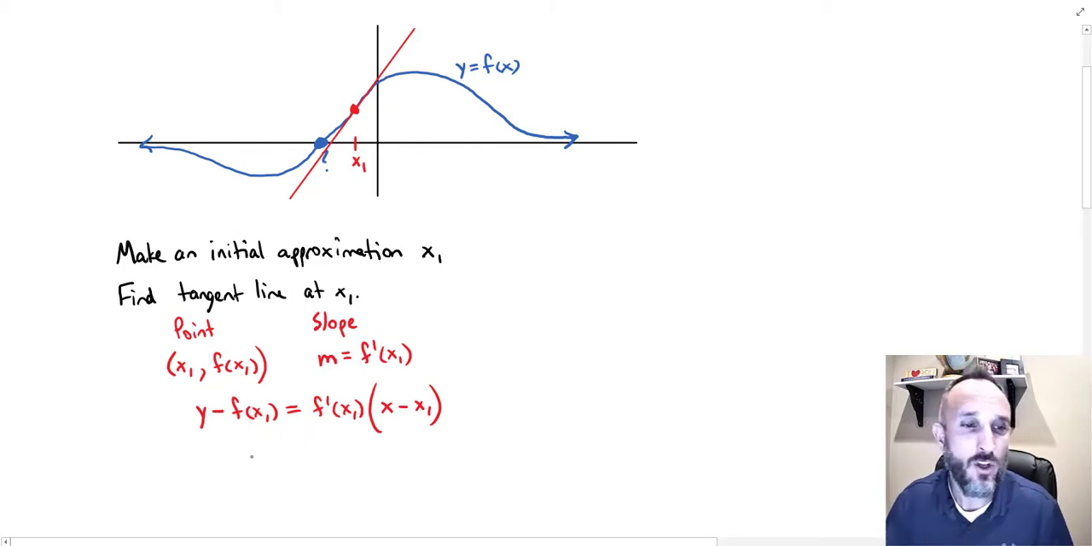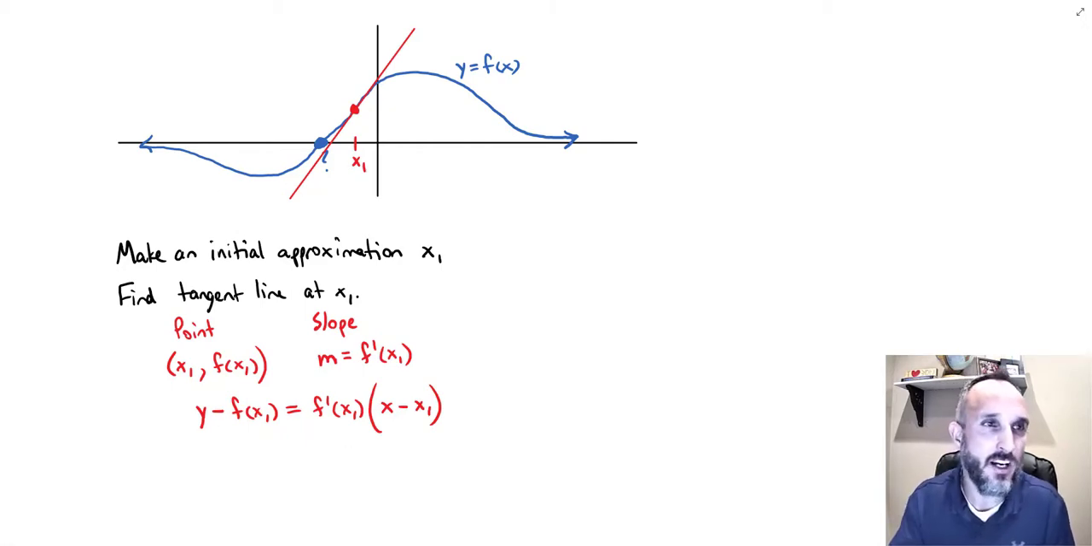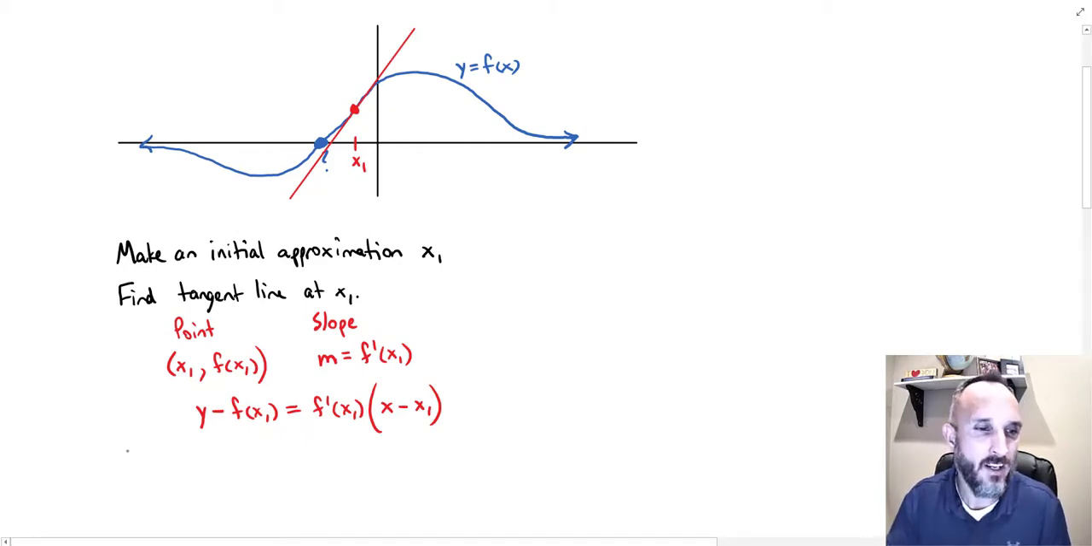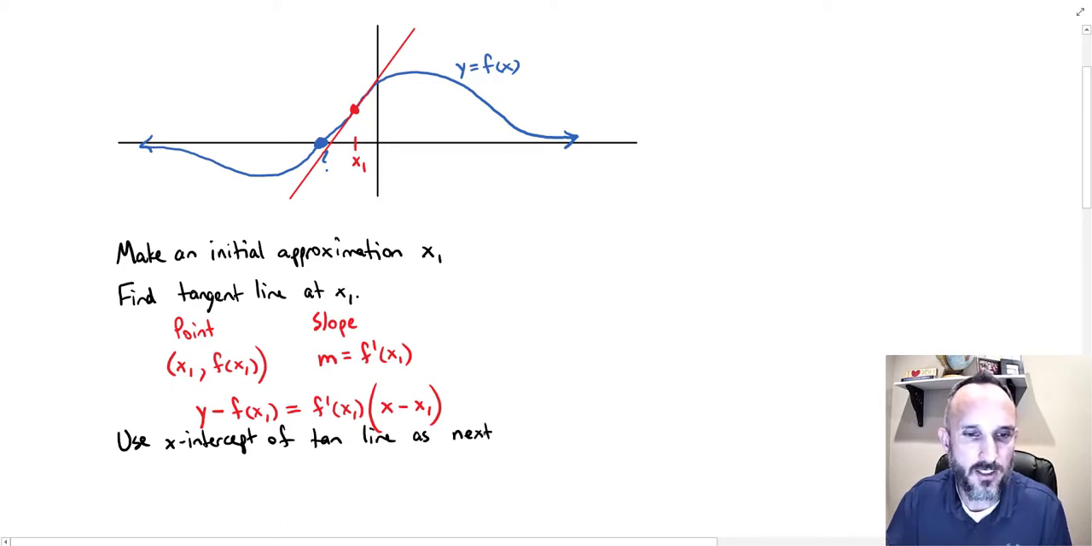Alright, so now we have the equation of the tangent line. Once you have that, you're going to use the x-intercept of this tangent line as your next approximation.